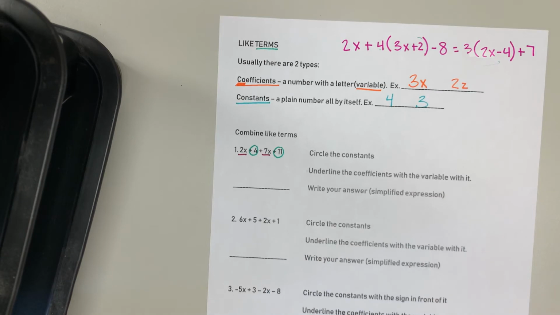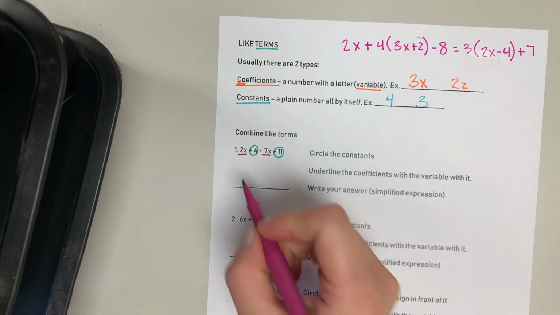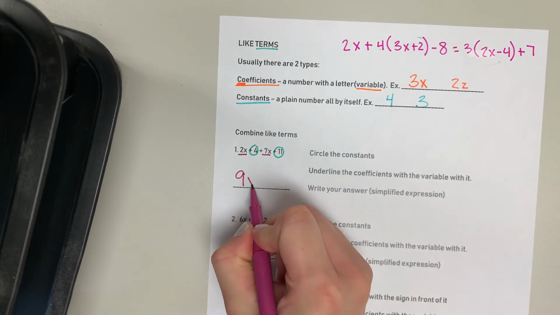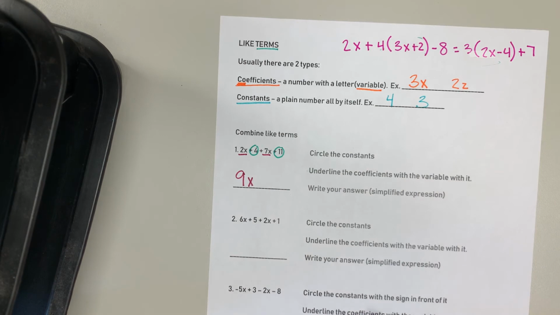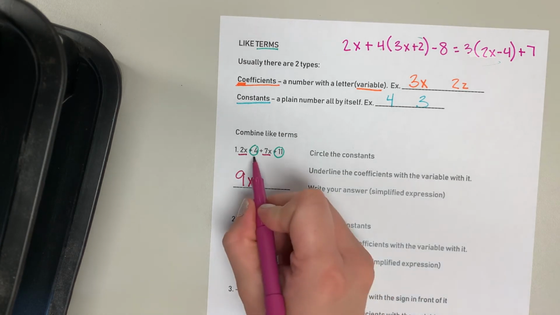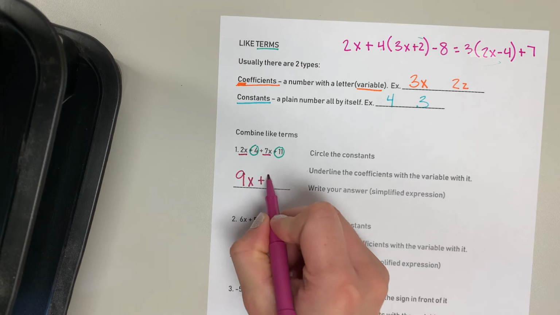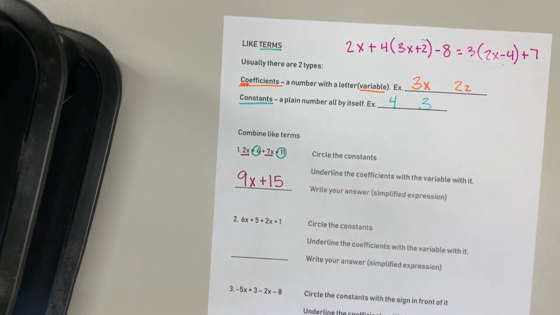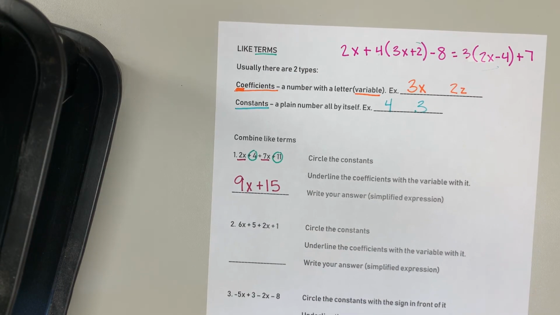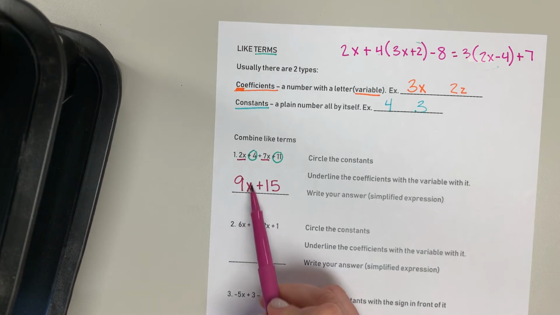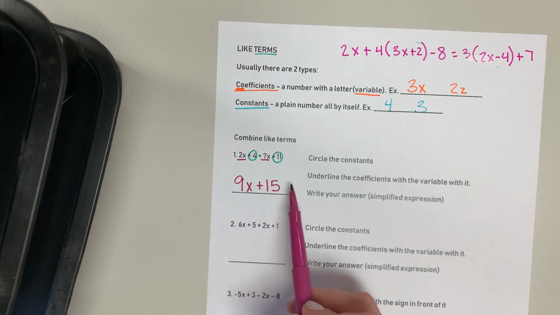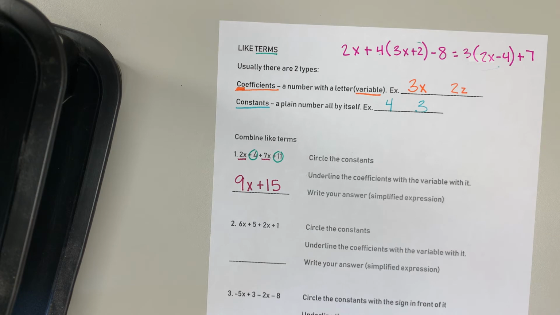Now we're going to simplify. We are going to combine these like terms. So 2x and 7x makes 9x. 4 and 11 makes, both of those are positive, 15. Now, notice that I wrote the variable before the constant. So I have 9x, that coefficient, plus the constant, 15. You always want to put your variables in the front of your constants.